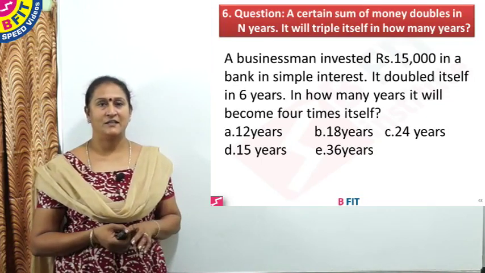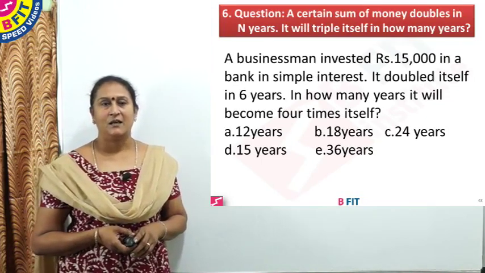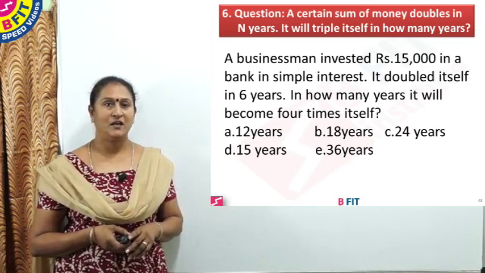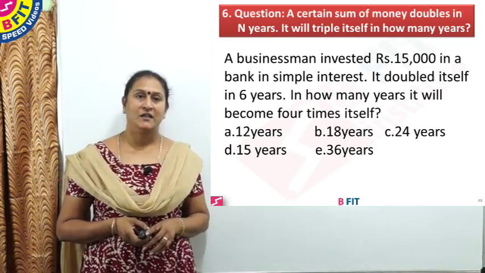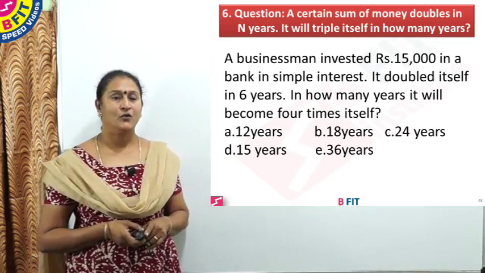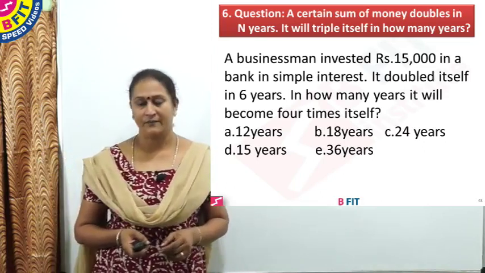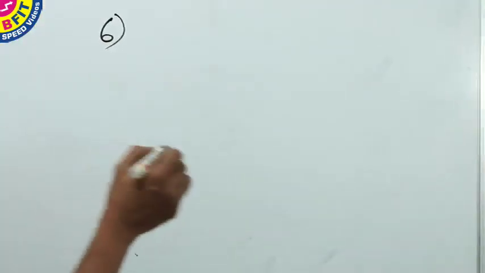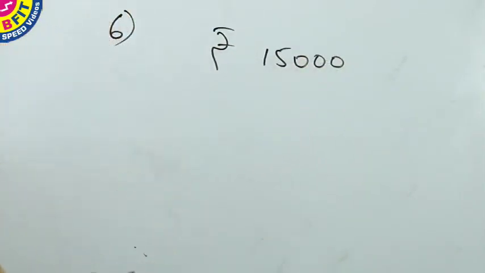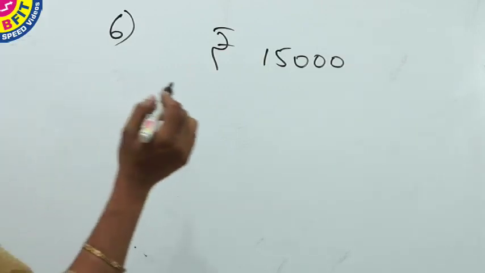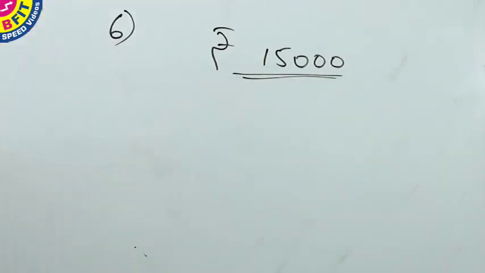So we'll see the next question, question number 6. A businessman invested rupees 15,000 in a bank at simple interest. It doubled itself in 6 years. In how many years will it become 4 times itself? So we'll see the working. It is given that the amount deposited is rupees 15,000. This doubles in 6 years and we are asked to find the number of years in which the amount will become 4 times. So in this working, it is independent of the sum deposited.